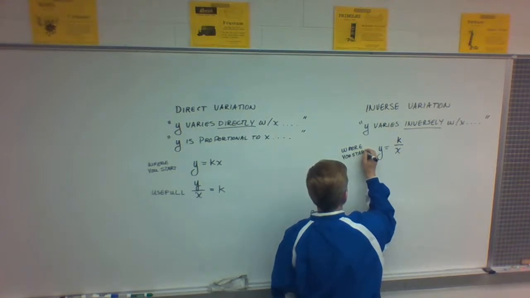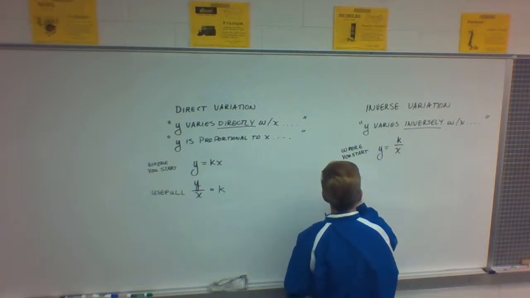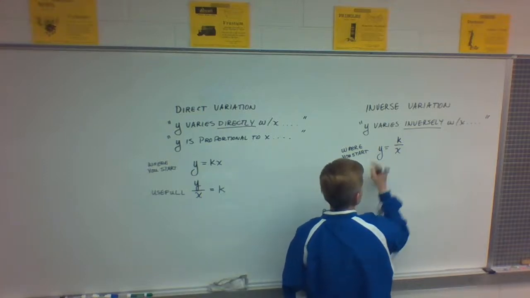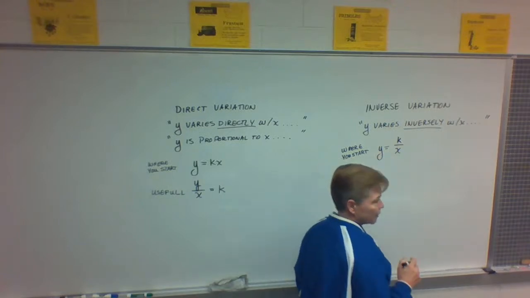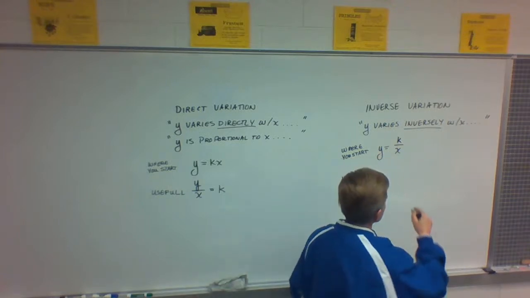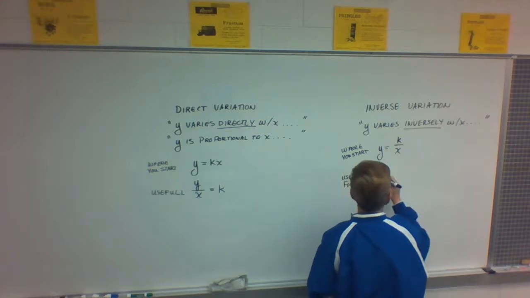And this is a very useful form. It won't always go to this, but it'll be a way for you to tell. A useful form of this is to cross multiply. You see the 1 under the y? You see that 1 under the y? So when you cross multiply, you get yx equals k.